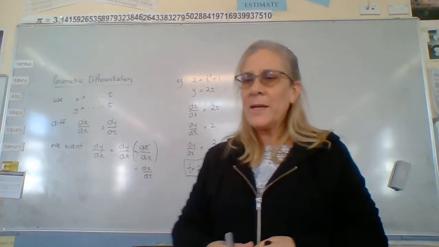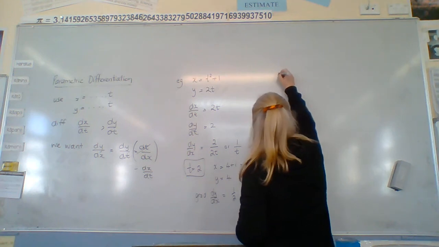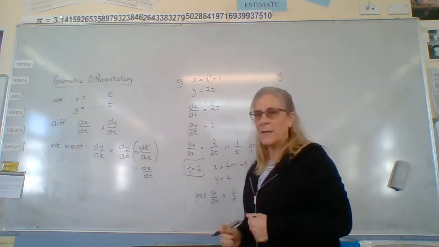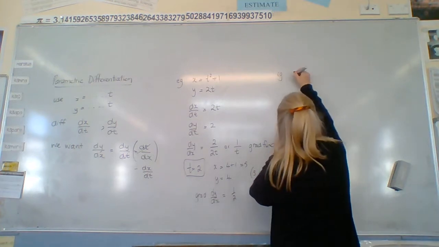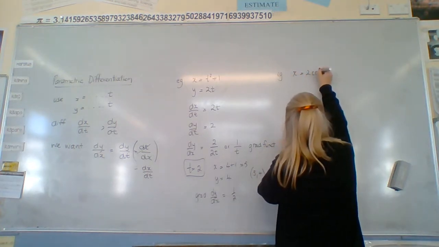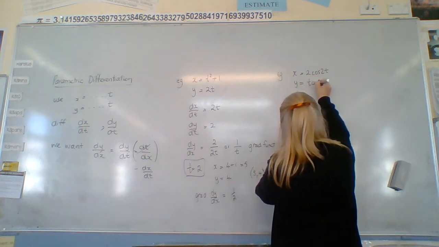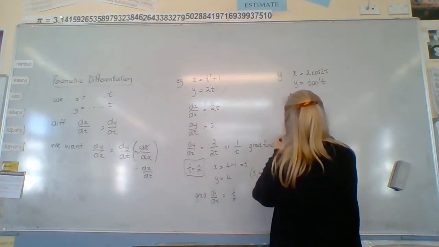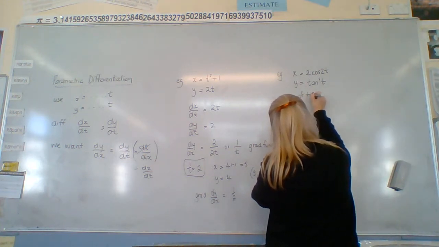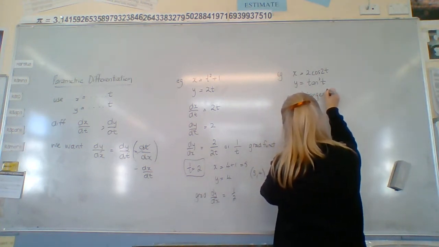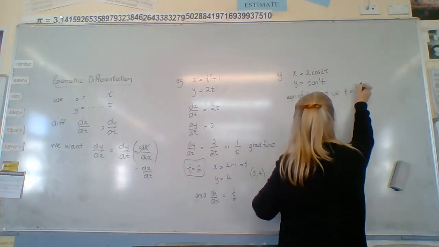Okay, so normally when they do these ones, they actually use trig. So I'm going to have a look at a trig one. So I wrote one out so that I didn't get lost. So if x equals 2 cos 2t and y equals tan squared t, find the gradient, find the equation of the tangent at t equals pi by 4.